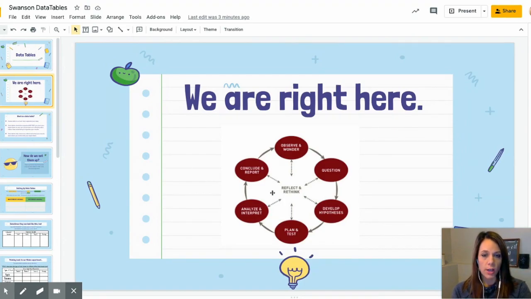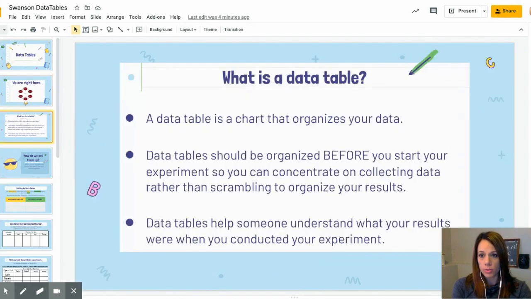Along with a procedure, or right about the time when you're writing your procedure, you also need to make a data table for your measurements and data to be written down in. So a data table is a chart that just organizes everything. Data tables should be organized before you start collecting your data, before you start your actual experiment, because you want to be able to focus on writing down your results, rather than trying to scramble when results are coming in and you don't know where to put them. They also help someone understand what your results were when you conducted your experiment.